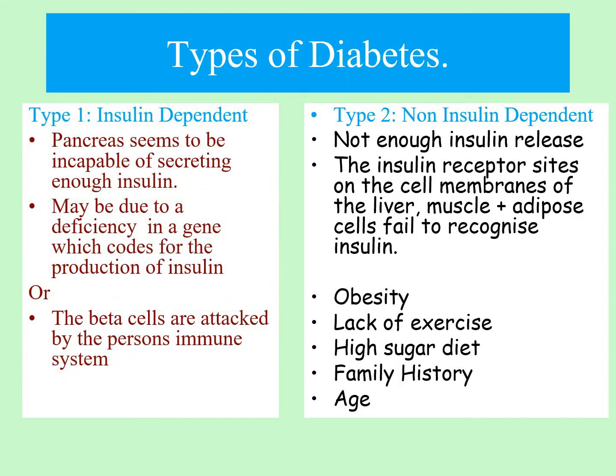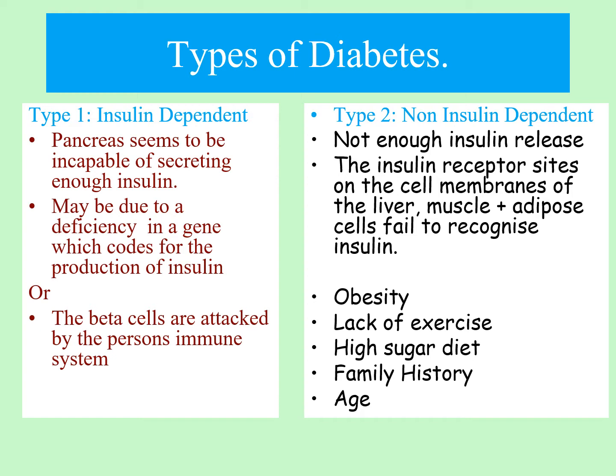So there are two types of diabetes. The first type is type 1, or insulin dependent diabetes. This is when your pancreas is not capable of secreting enough insulin, or any insulin at all, and as a result your blood sugar levels cannot be controlled. This might in some cases be due to genetics, such as a deficiency in the gene that codes for insulin. But more often, the beta cells seem to be attacked by the person's immune system, and there can be a genetic tendency for that to happen as well.